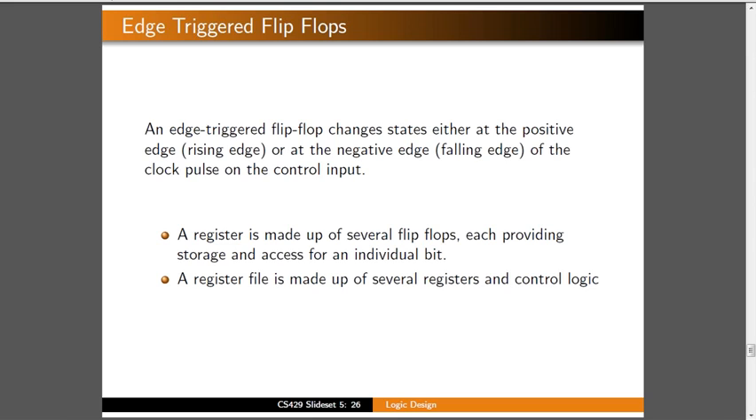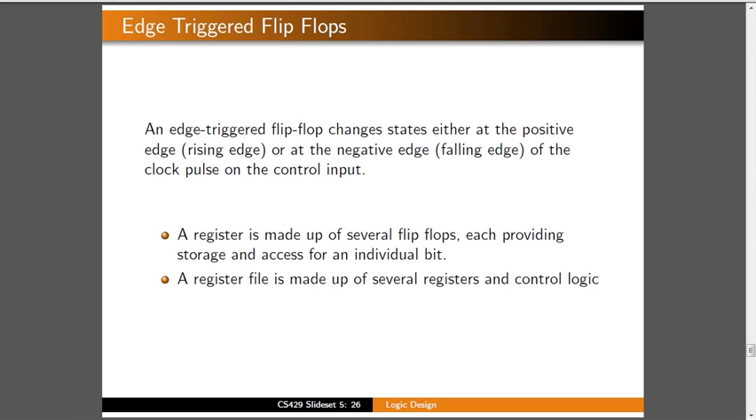Then next is the edge triggered flip-flop. So one is the SR flip-flop, another the D latch flip-flop. Next one is the edge triggered flip-flop. This changes the state to either 0 or 1, either at the positive edge or at the negative edge. So in an edge triggered flip-flop, the output can be changed at the positive edge or at the negative edge.